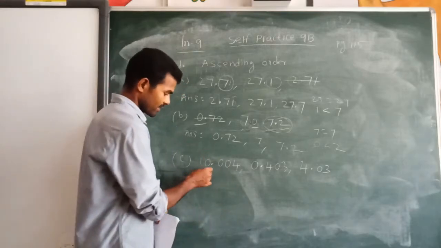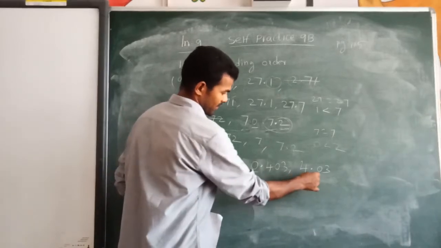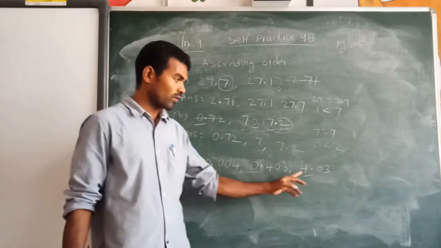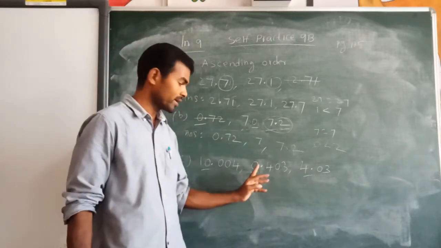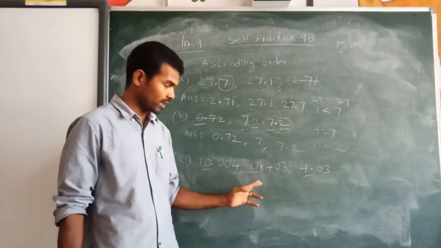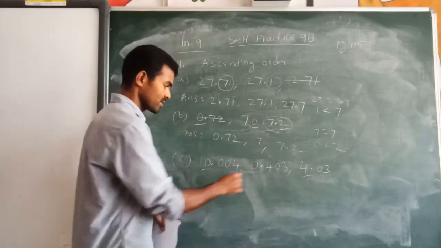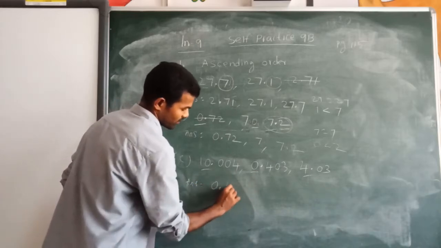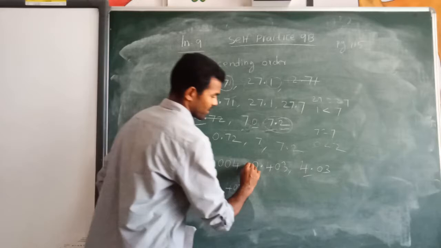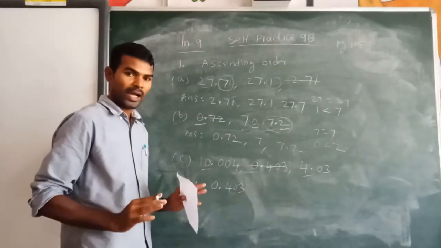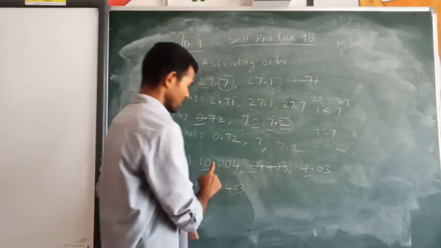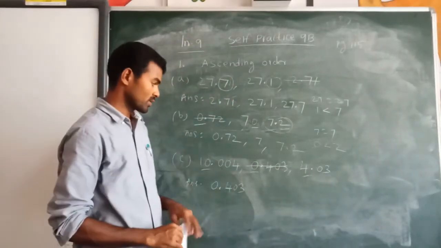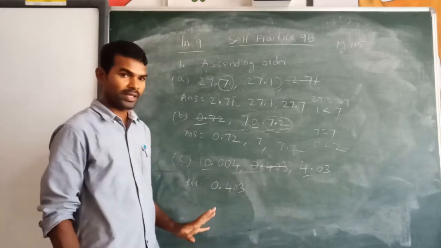See, here is 10, here is 0, here is 4. So we know 10 is big and 4 is also a big number compared to 0. So what is the smaller number here? 0 is the smallest. So first write 0.403. So we have written this number. Now we have to compare these two numbers only: 10.004 and 4.03.